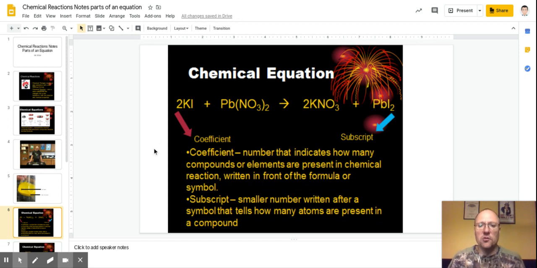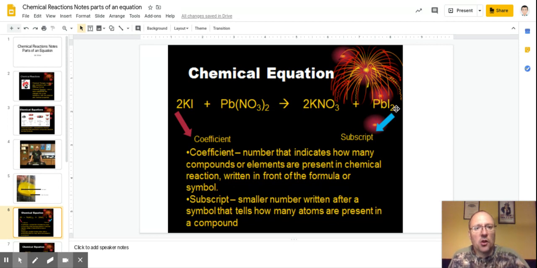And in math class, you might have 2x plus 1 equals 7, or an equation like that. And the 2 in front of the x, the 2x, is also called a coefficient. And so it affects the same way. Remember, the rules of math apply to science just the same way too.